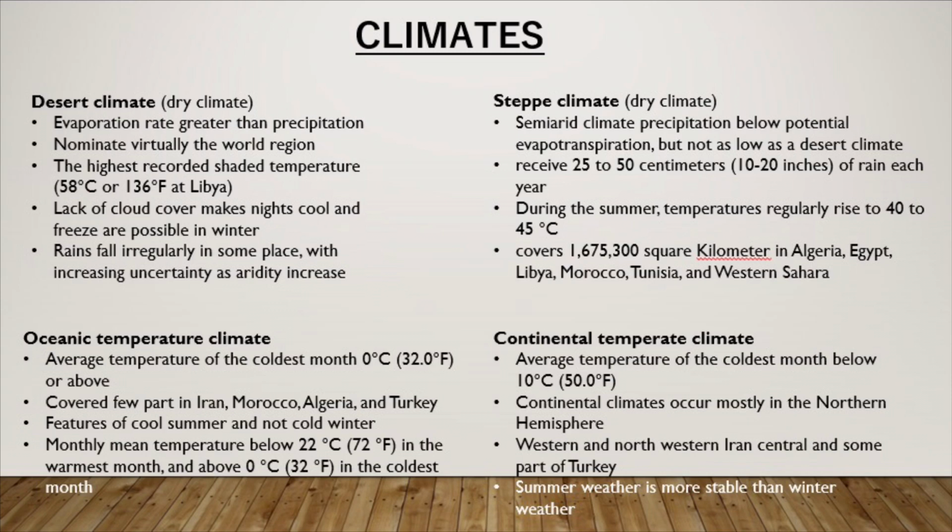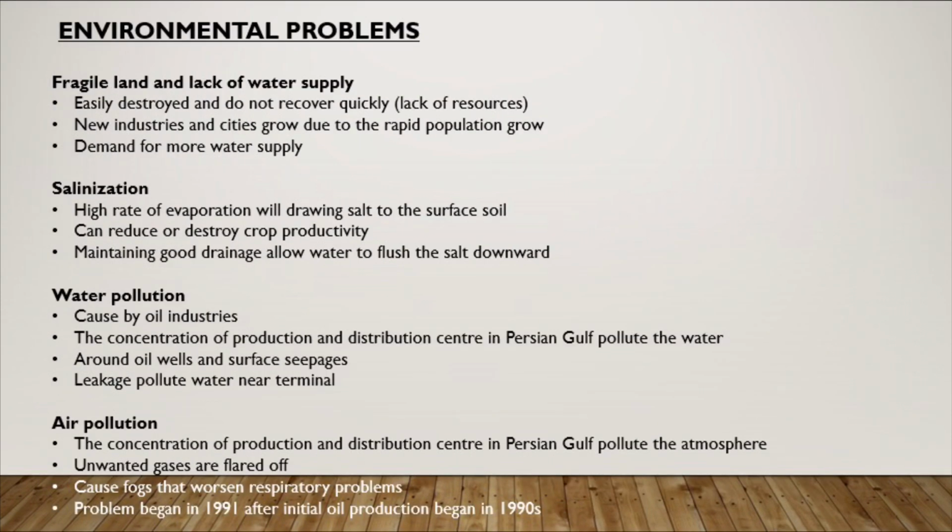Okay, the last one is continental temperate climate. Okay, the average temperature of the coldest month is below 10 Celsius. Okay, continental climates occur mostly in the northern hemisphere. We can see the climate occurs in western and northwestern Iran and part of Turkey. And the summer weather is more stable than the winter weather in this particular climate.